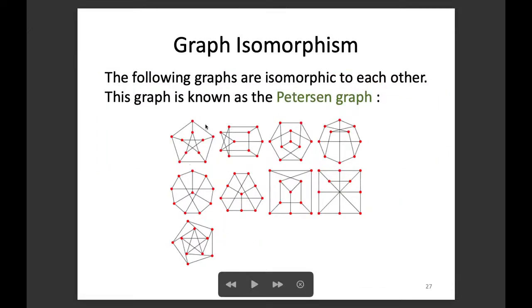In particular, this graph is known as the Petersen graph. It is used as an example in a lot of graph theory lemmas and results. But you see that all the graphs that I have included here are actually isomorphic to this Petersen graph. So there exists a mapping between the vertices from this set to the vertices here, so that when you see an edge here, you see the corresponding edge there. Okay.